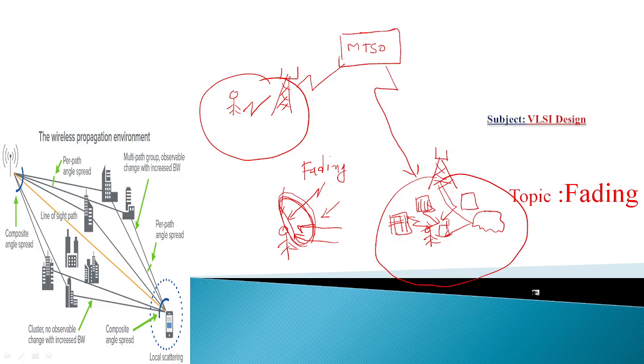Of course, we can avoid fading in mobile communication with different methods. But what fading means is, because of hills, more numbers of buildings and valleys, more numbers of signals are received by the user at a time. So because of the other signals, some fluctuation or interference may occur. That is called fading.